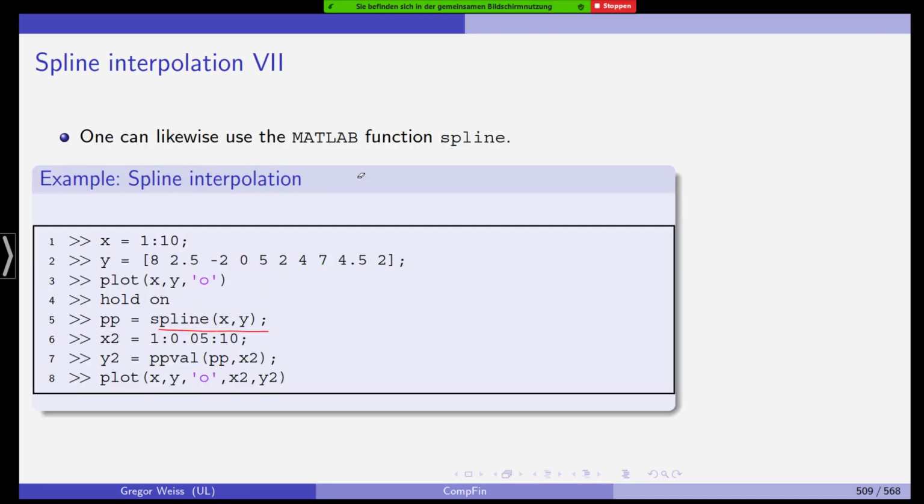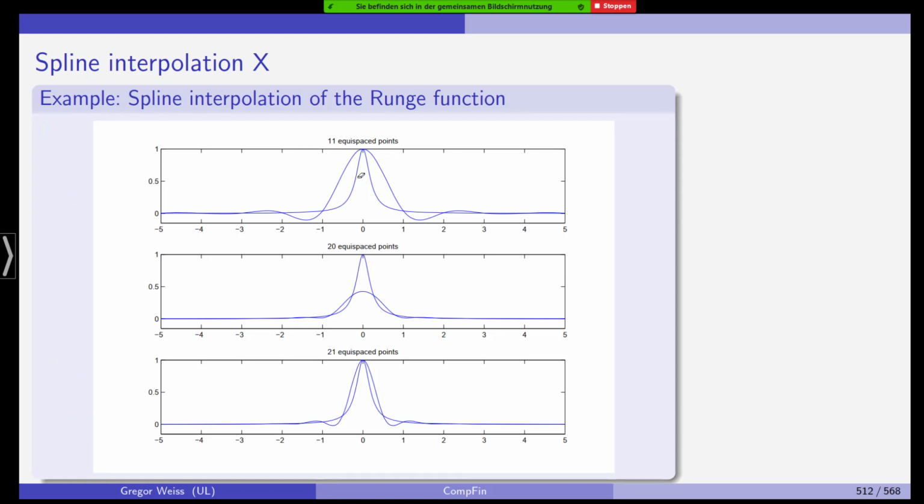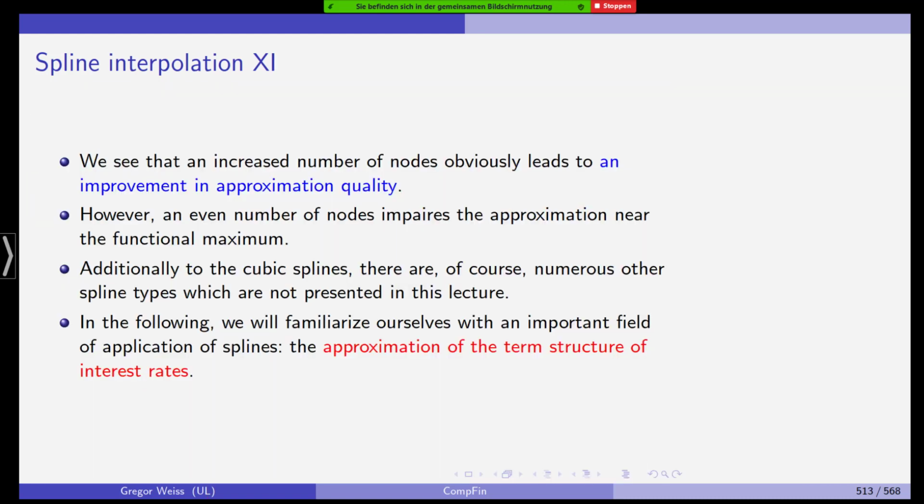And now, if you have a look at the spline interpolation, you can see that with 11 points, it starts to oscillate just a little bit around here. But if you use 20 or 21 equispaced points, you can see that the approximation is actually very, very good. You have a little bit of approximation error here and here, but this is okay compared to the highly oscillating polynomial before. So we can see that an increased number of nodes obviously leads to an improvement in approximation quality.